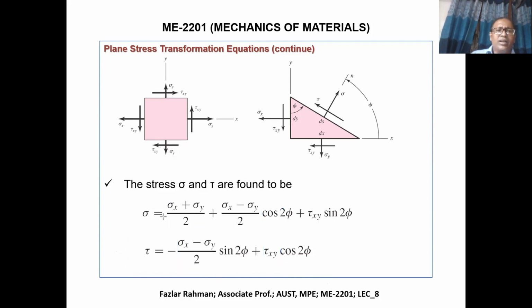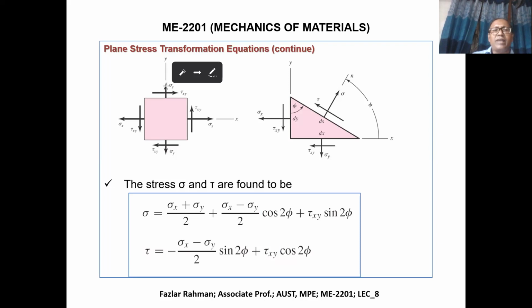Now, we got these two equations. These two equations are called the mother equations of the plane stress formula. Because if you know the angle phi, then you can figure out the value of sigma and tau in that plane. Okay, but the question is, for which value of phi will sigma be maximum and tau be maximum? That we need to find.